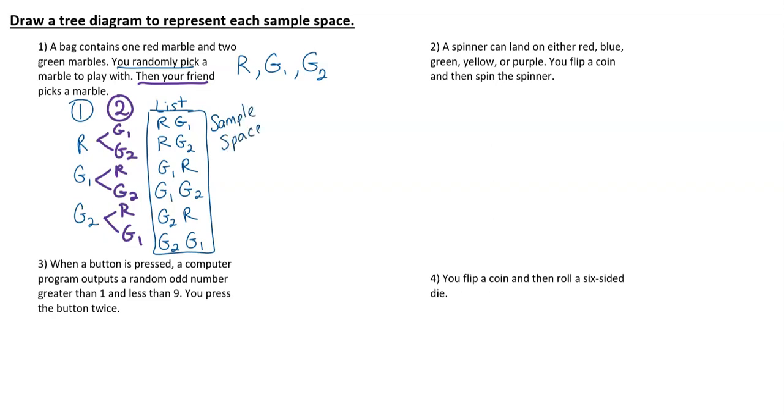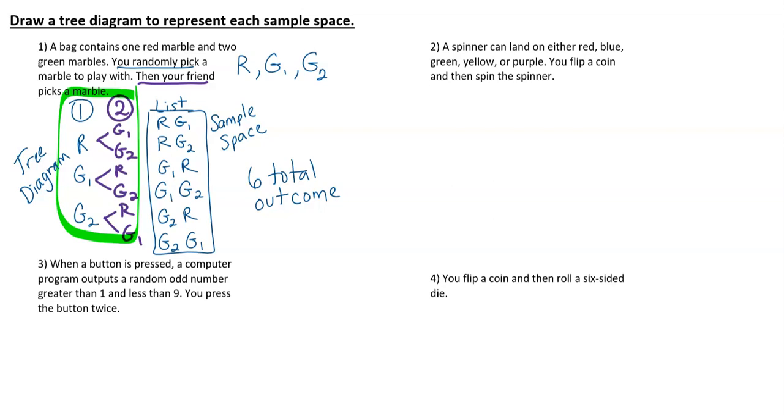That's not the total number of outcomes, but it's all of the outcomes in a list together. This part over here was the part that we call the tree diagram. And using either the list or the tree diagram, we can see that there are 6 total outcomes possible when you randomly pick a marble and then your friend picks a marble.